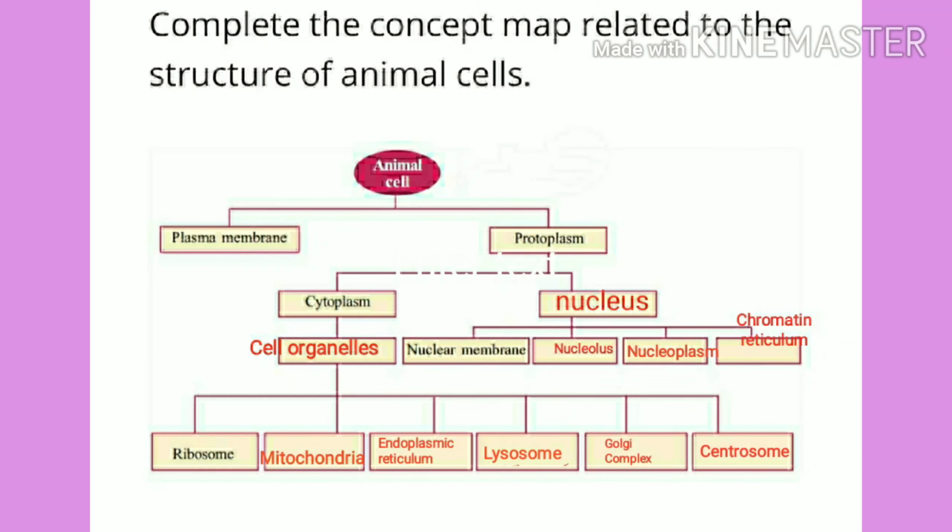Now we have come to the end of the lesson, and here we have a concept map related to the structure of animal cell. So look into that carefully and understand, and similarly you can prepare a concept map for plant cell also. Copy both in your biology notebook.